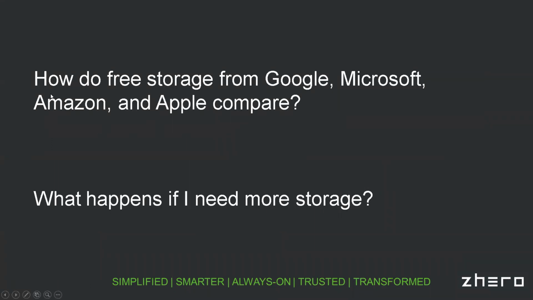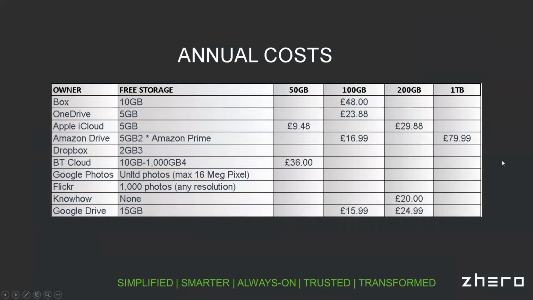So just some of the providers: Google, Amazon, that's some of the big names, Apple. How do they compare, and what happens if you need more storage? So we've done a quick matrix on different providers. The first column shows you the free storage and the different providers. So if you are a high photography user, Flickr is brilliant. You can have up to 1,000 pictures, any resolution, at no cost.